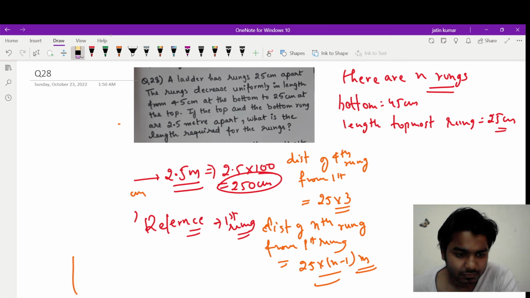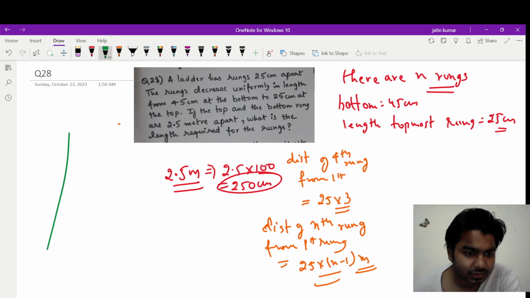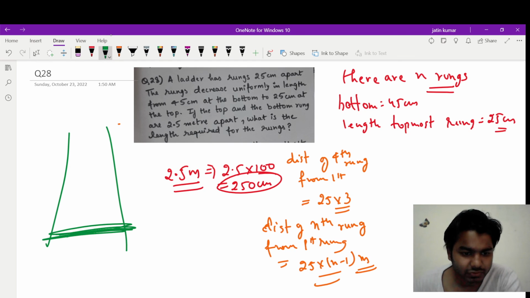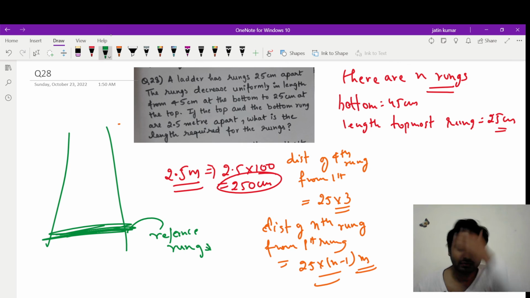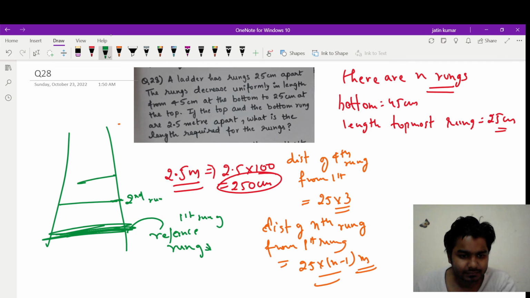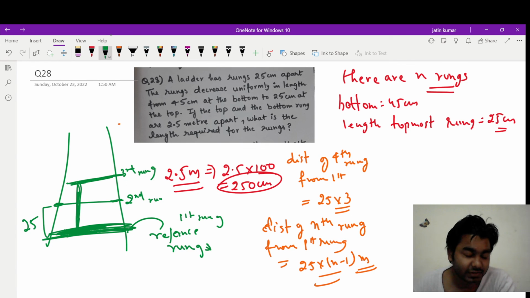what I am trying to tell you is that, let me draw the diagram first. This is our bottommost rung which I have taken as the reference rung. From here we will measure the distance. This is the first rung, and this is the second rung, and this is the third rung, right? So if I have taken the reference as the first rung, the distance of the second rung from the first rung is 25. The distance of the third rung from the first rung, sorry, is 50. So can I write 50 as 25 into 2?